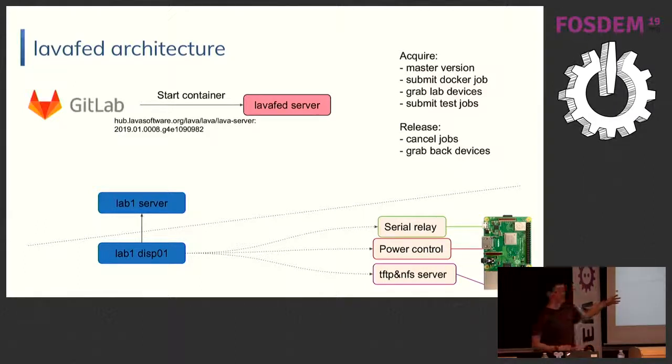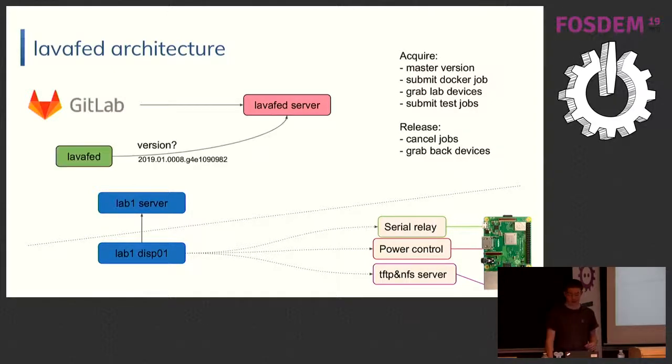In blue, you will see a community lab. Someone in the community is okay to share a lab with us, and the server is available from everywhere. And the dispatcher is in their private lab, so it's not accessible from outside. And they do have a Raspberry Pi connected to it. So the first thing LavaFed is doing is asking for the version of the LavaFed server, so we are testing the same containers, same versions.